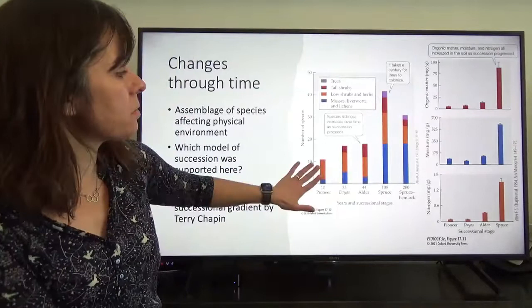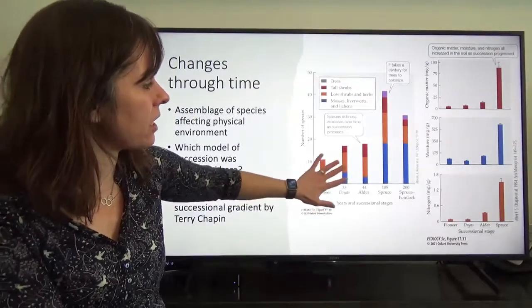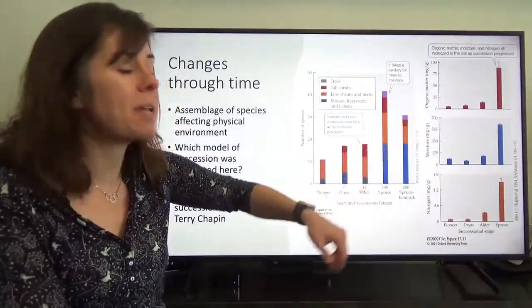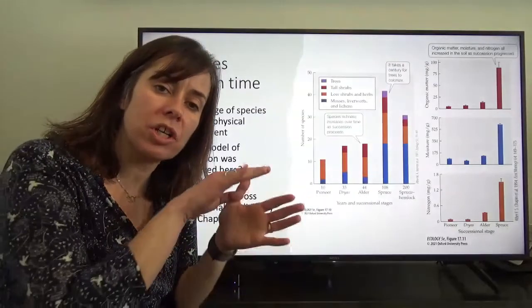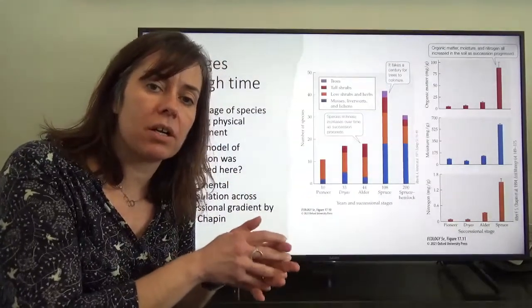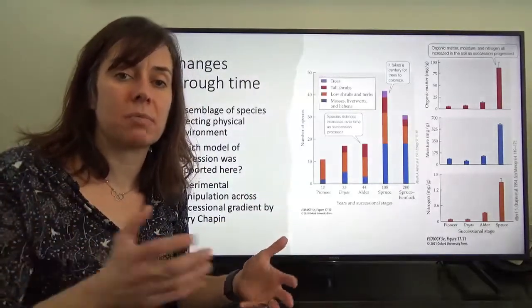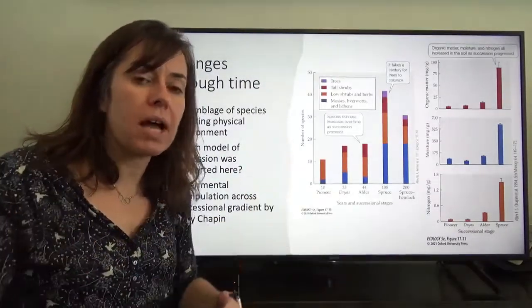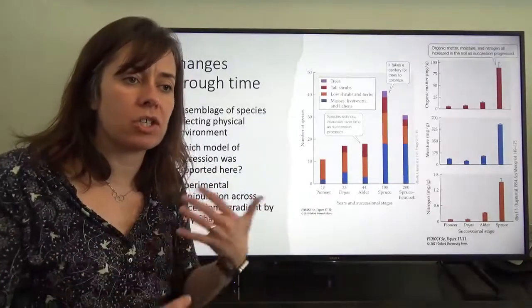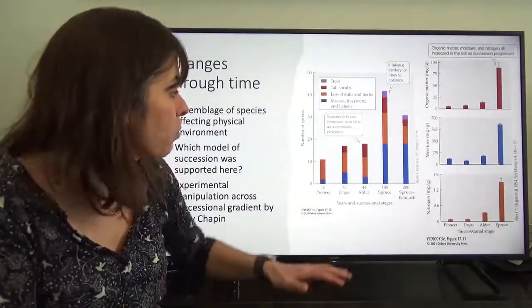All right. And so we can look at these sequences, look at the accumulation of species through time, and this is exactly what we expect with succession. You start with very few species that are able to colonize, and you end up with a much richer system as species arrive, as colonization is allowed to occur by a wider variety of species.